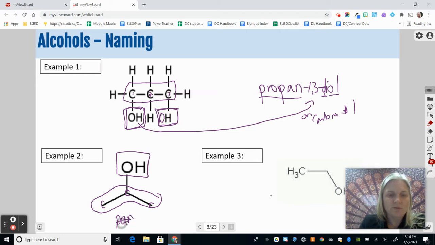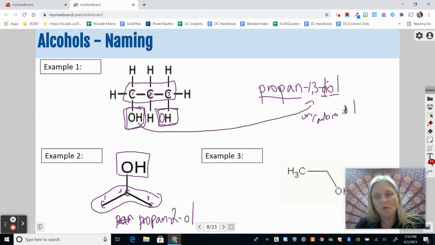Propanol, but we do have to say where the -ol is going to be because there are other options, right? So carbon 1, 2, 3. On carbon 2 is the hydroxyl group, so propan-2-ol.